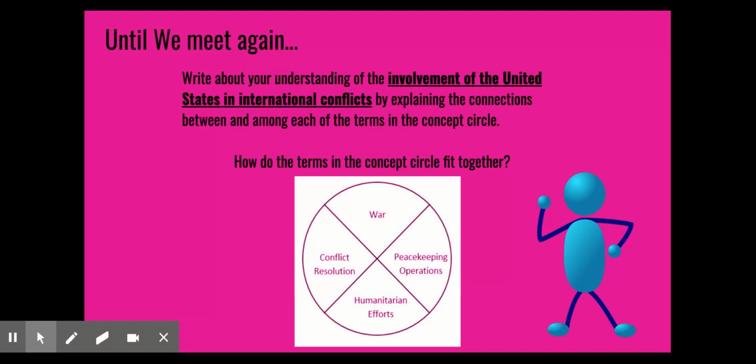To continue your practice on international conflicts, work on this concept circle independently. Write about your understanding by explaining the connections between each term in the concept circle. The terms in the circle are war, peacekeeping operations, humanitarian efforts, and conflict resolution. Answer the question, how do the terms in the concept circle fit together? Your answer should be 2 to 3 sentences.